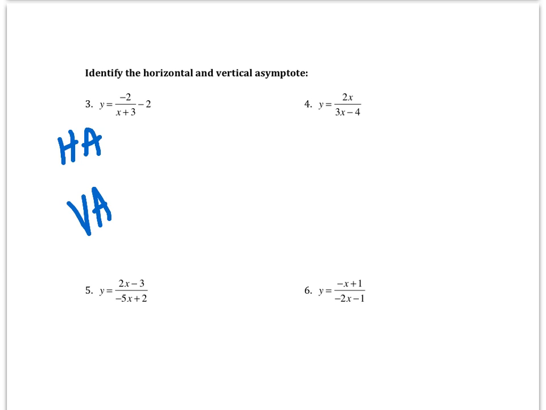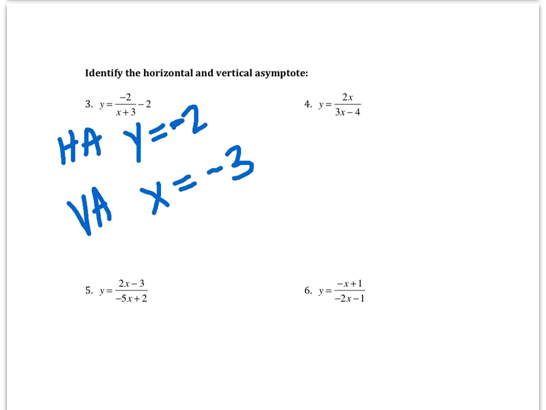Number 3 shows the basic one where for our horizontal asymptote, I'm just setting this number equal to y. So I'm going to say y equals -2. For our vertical asymptote, remember I'm always setting our denominator equal to 0. So in this case, I think we can do that in our heads, and I get x equals -3.